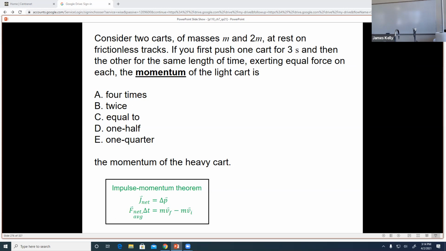Let's see a vote if you got it. It's almost the same question, so I'm assuming it doesn't take too much extra thought. Just looking for, I'm seeing B's and C's, either twice or equal to. Anybody feel strongly about one of those and want to explain it? Yes, Edward.